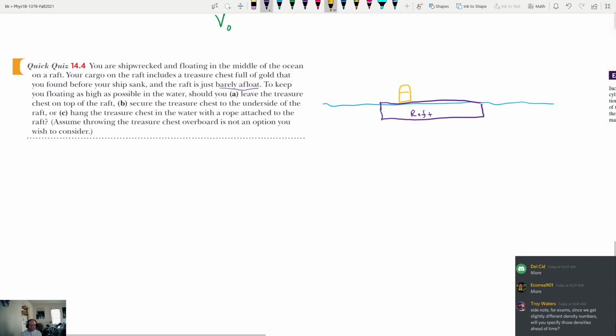And obviously you're on top of the raft too. So you're sitting here on the raft. And with all these things together, the raft is just barely floating. If you added a little bit more weight, it would start to sink, okay?